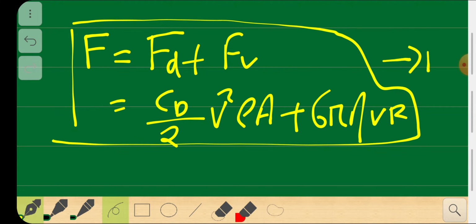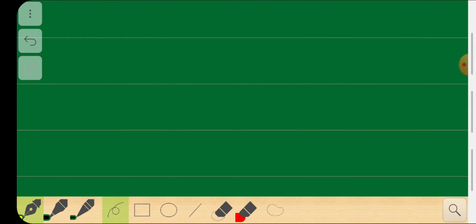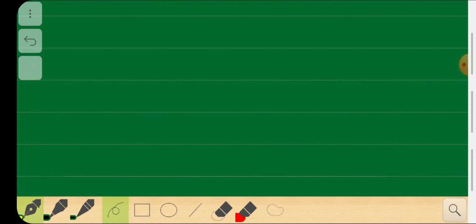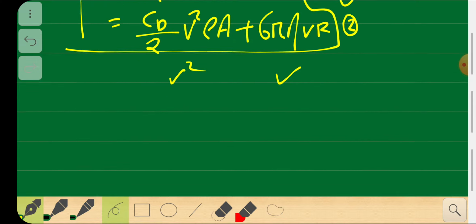So let's call these equation 1 and 2. Two equations, F viscous and F drag. So we have actually explained the foundation here. Now I'm going to understand what happens when you actually throw something inside a liquid. Now this has a v square term and this has a v term, remember that.